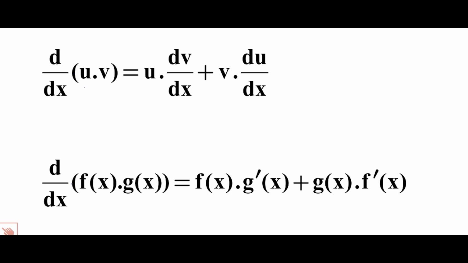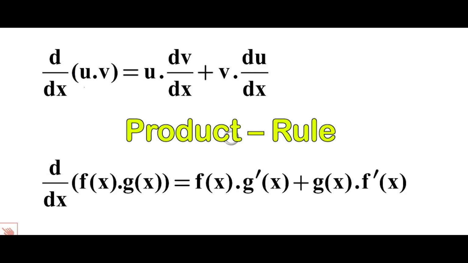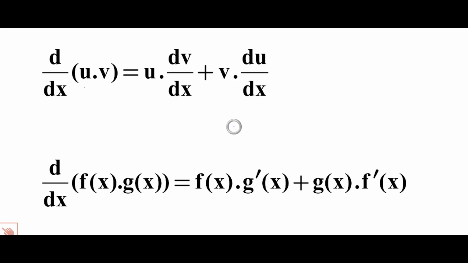Or the derivative of f of x times g of x is equal to f of x times the derivative of g of x plus g of x times the derivative of f of x. There is the product rule. I've given two forms of it. Both of them are correct and the same thing.